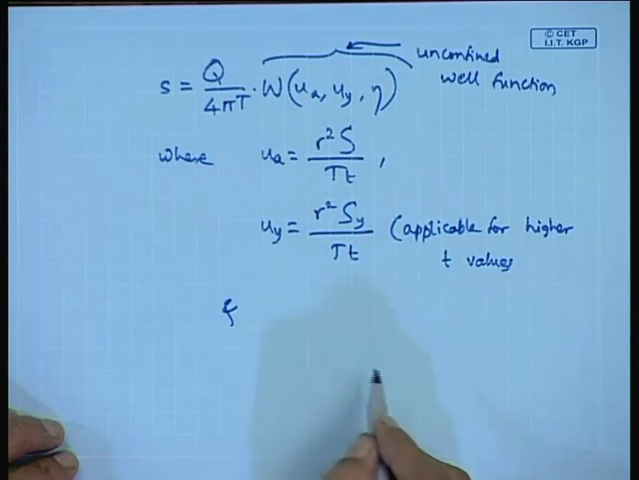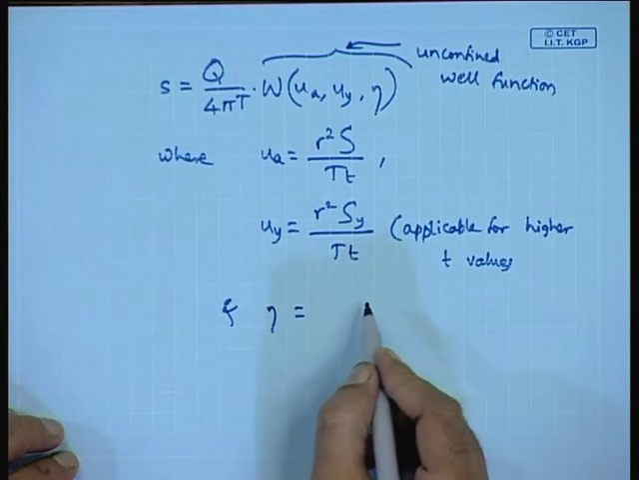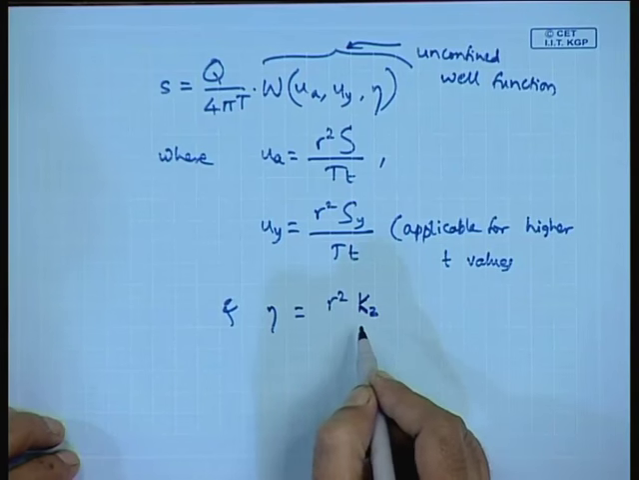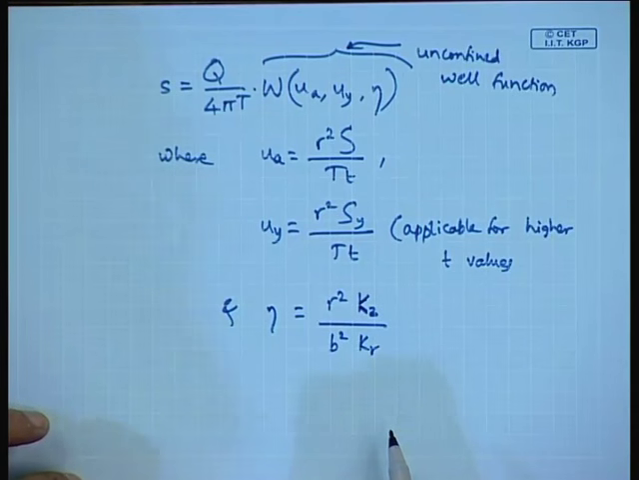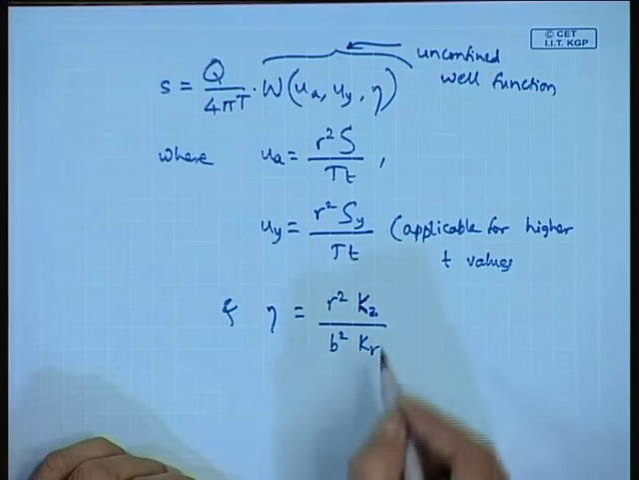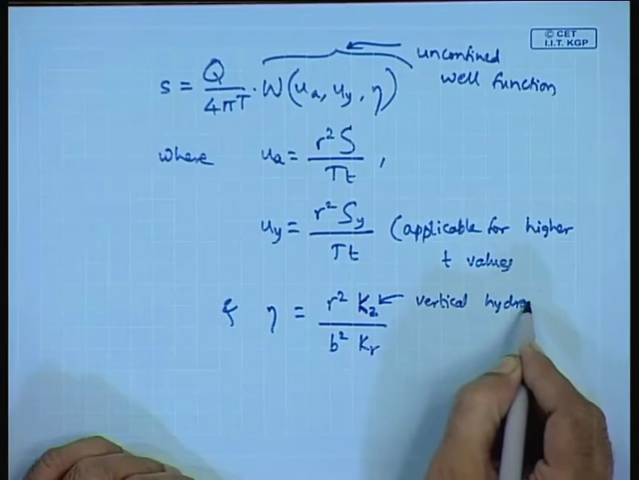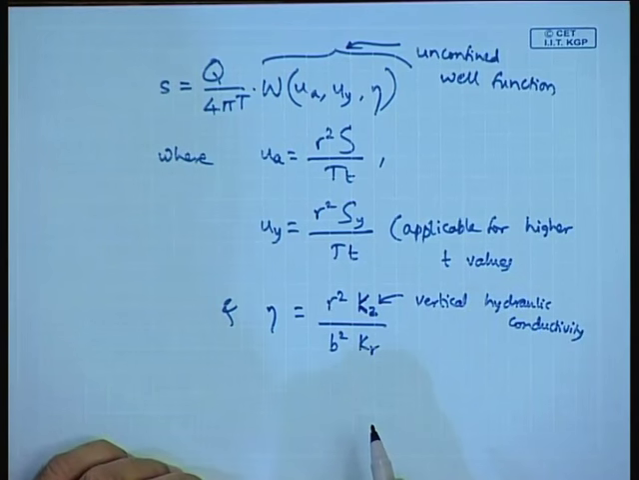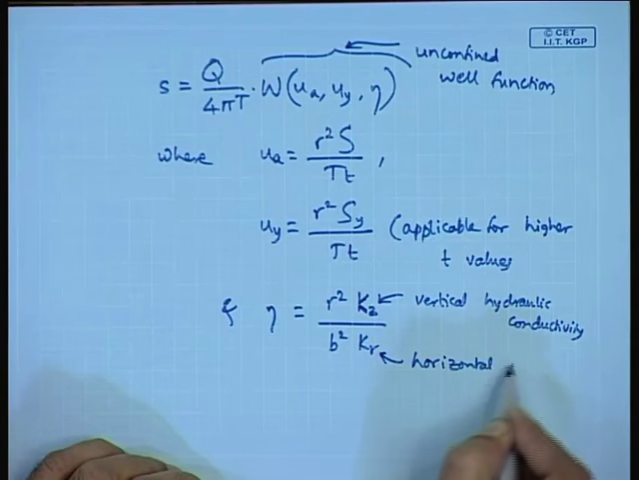And this eta is given by R square K z divided by B square K r. Here K z is the vertical hydraulic conductivity, and K r is the horizontal hydraulic conductivity.